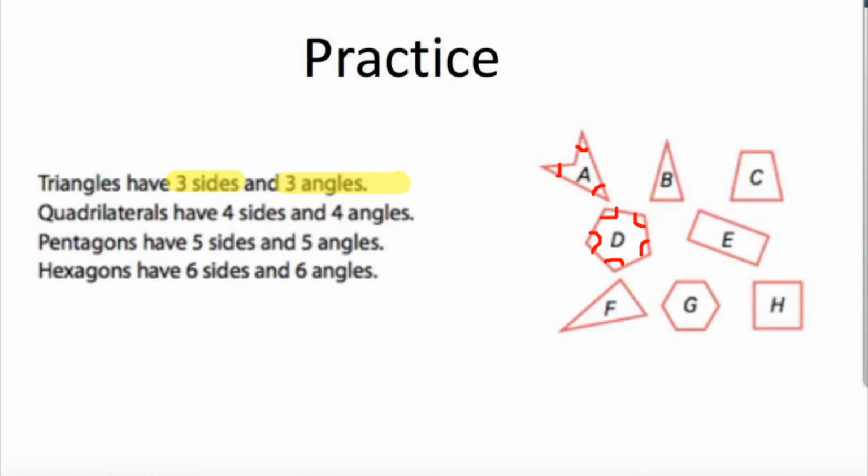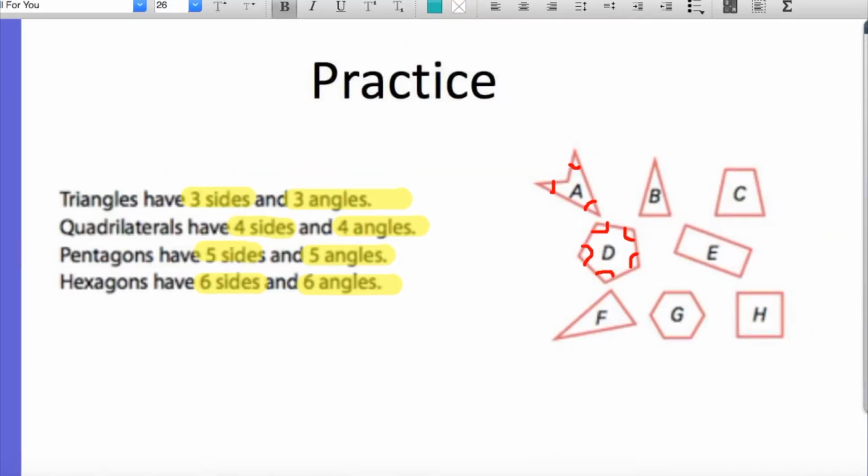Then a quadrilateral, which are all the ones we just talked about, has 4 sides and 4 angles. A pentagon has 5 sides and 5 angles. And a hexagon has 6 sides and 6 angles. So you can pause the video, and I want you to decide what are the names of each of these.